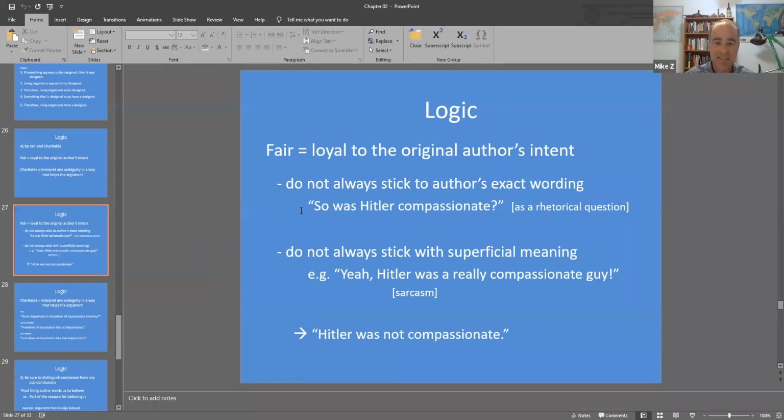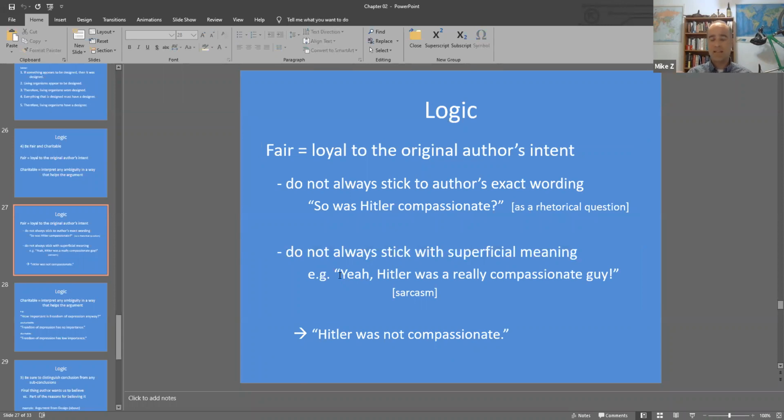Don't necessarily stick to the author's exact wording, because the exact wording may not be a statement. And similarly, don't stick with just the superficial meaning, even if it does have the form of a statement. For example, they might be using sarcasm, right? So if somebody says, yeah, Hitler was really a compassionate guy, do they really think that Hitler was compassionate? Is that really what they were trying to say?